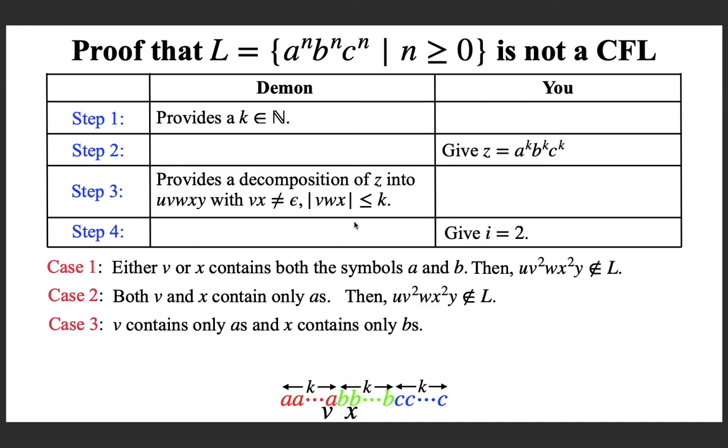Now a third case: the string v contains only A's. v is drawn from this set and x is from this set. In this case also it is easy to see that it is not in the language because the number of C's will be less in the resulting string.